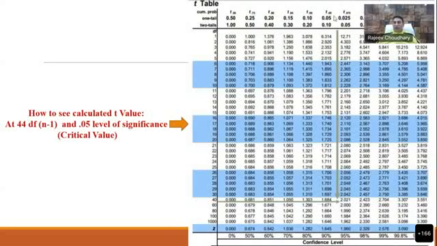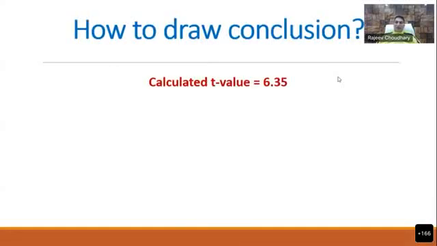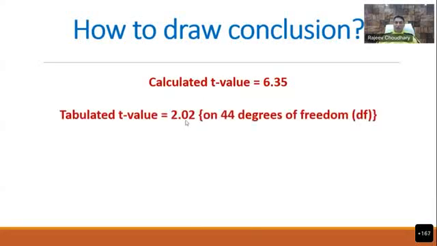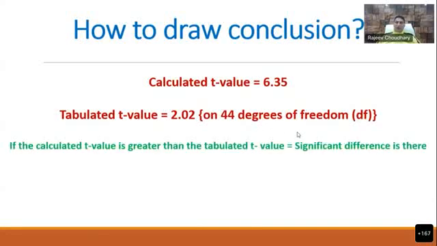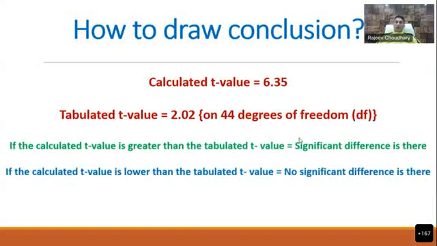So we look at the 0.05 level of significance, or we can also look at the 0.01 significance level, and the value is 2.012. How to draw conclusions? The methodology is the same as the independent t-test. In this hypothetical example, the calculated value is 6.35 and the tabulated value is 2.02 at 44 degrees of freedom. If the calculated value is higher than the tabulated value, a significant difference is there. If the calculated value is lower than the tabulated value, no significant difference is there.